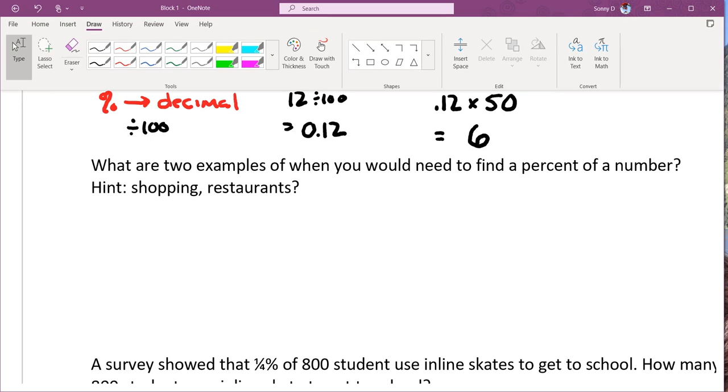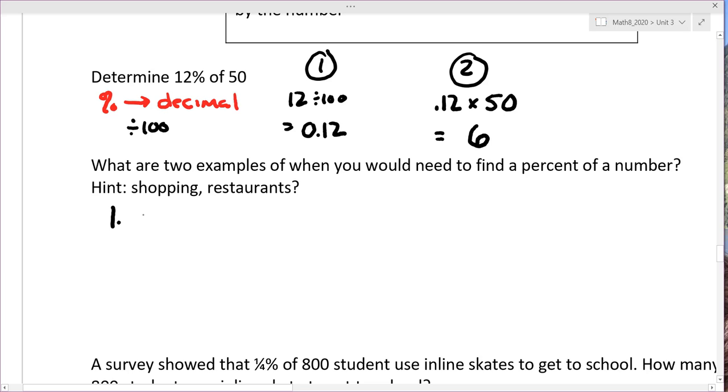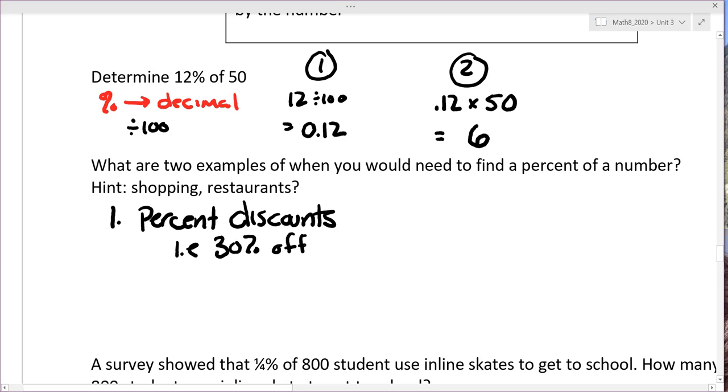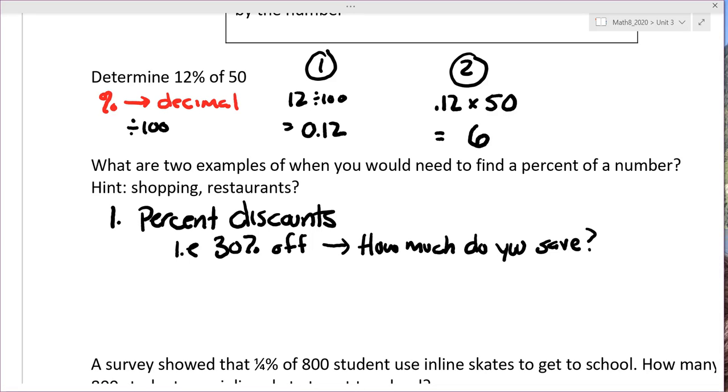So one could be percent discounts, whether it be on food or on clothing, say 30% off. How much do you actually save, right? What is 30% off? Is it $1? Is it $2? Is it $50? Right? So this calculation will help you figure that out.